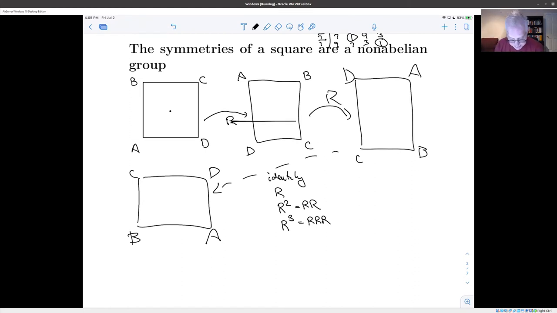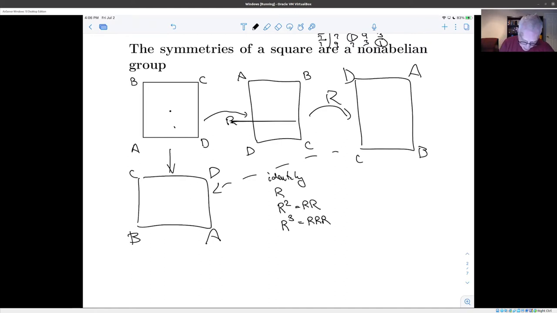Now, one thing to maybe notice about this is that if you do the rightmost rotation three times, which gets you from here to here, that's the same as rotating in the opposite direction one time. So if you were worried about left rotations, a left rotation by one is a right rotation by three. So those are all of the rotations. Now what about the reflections?